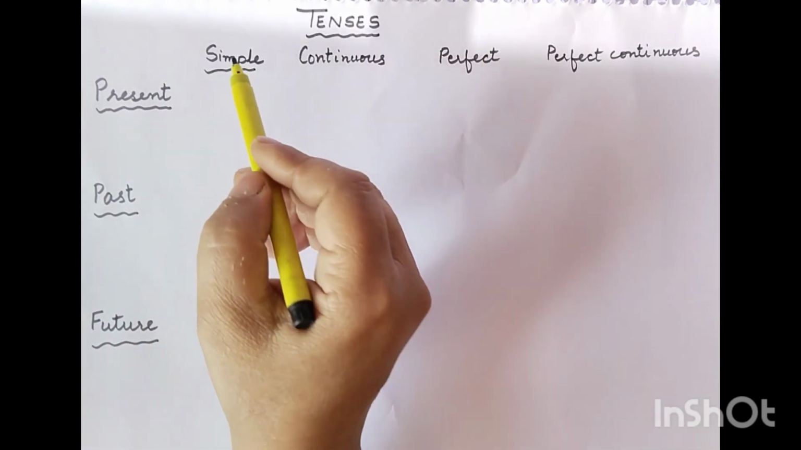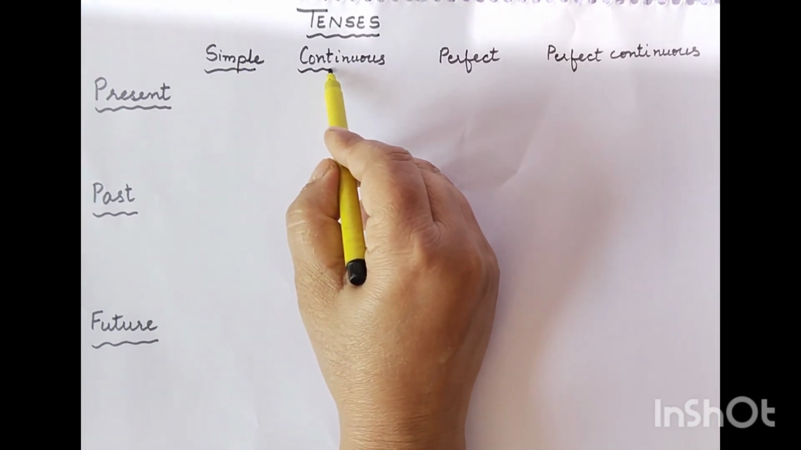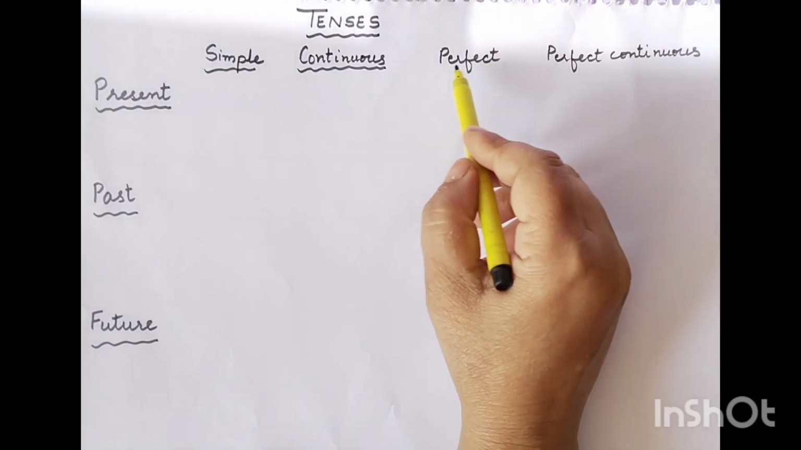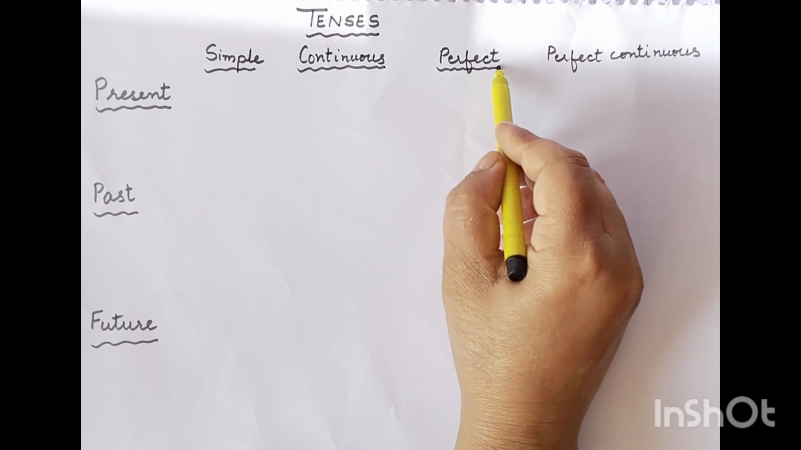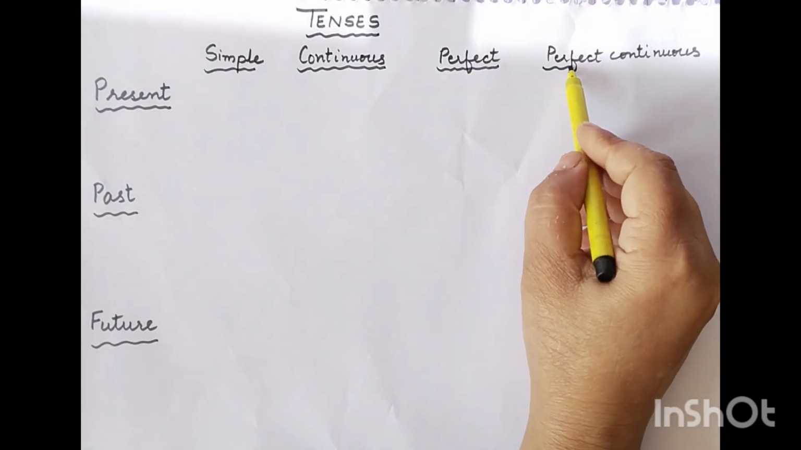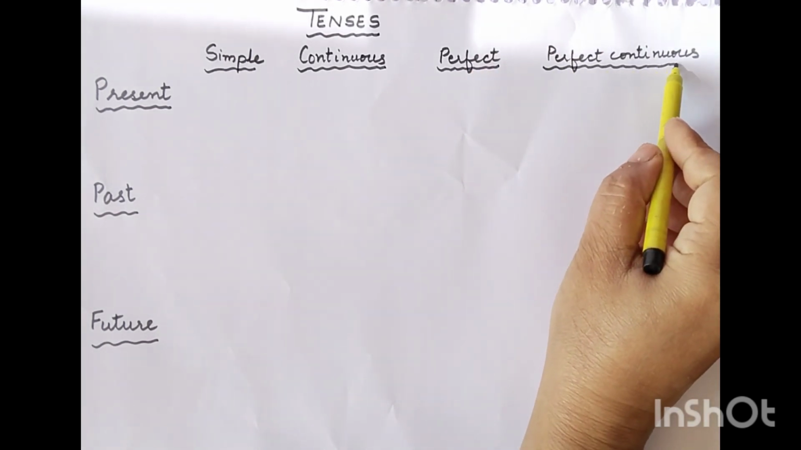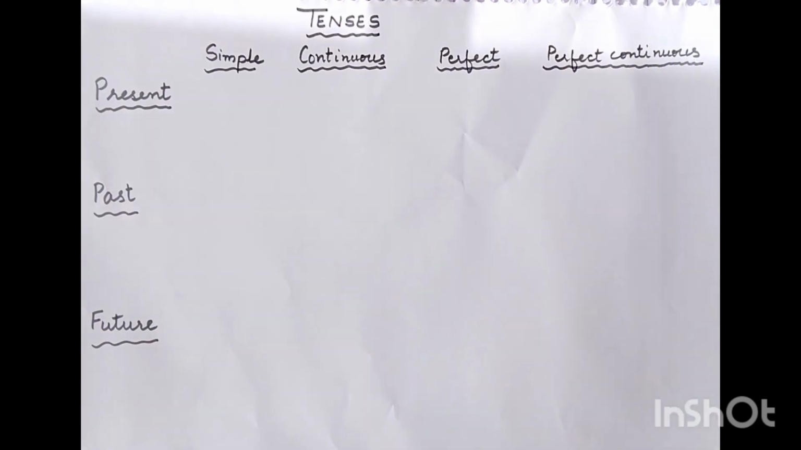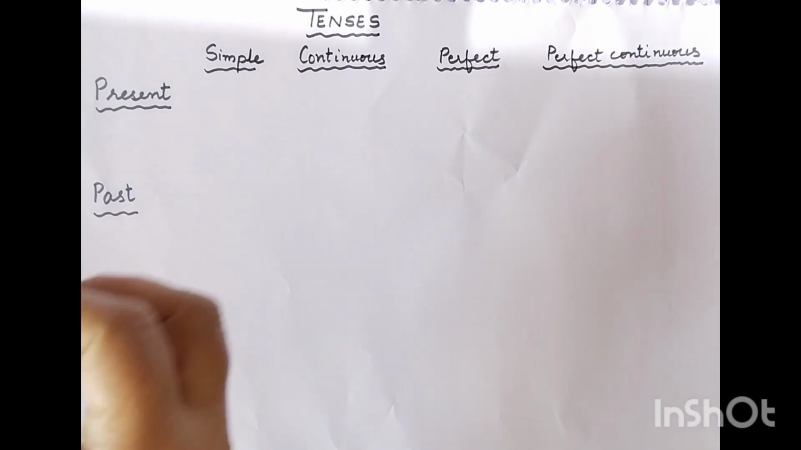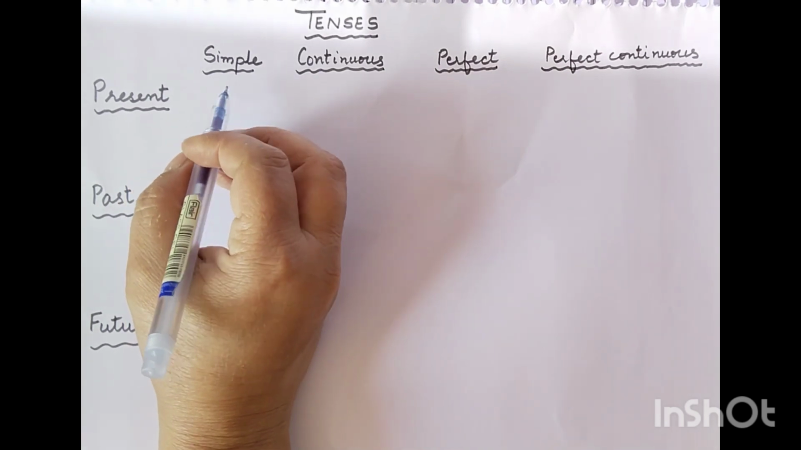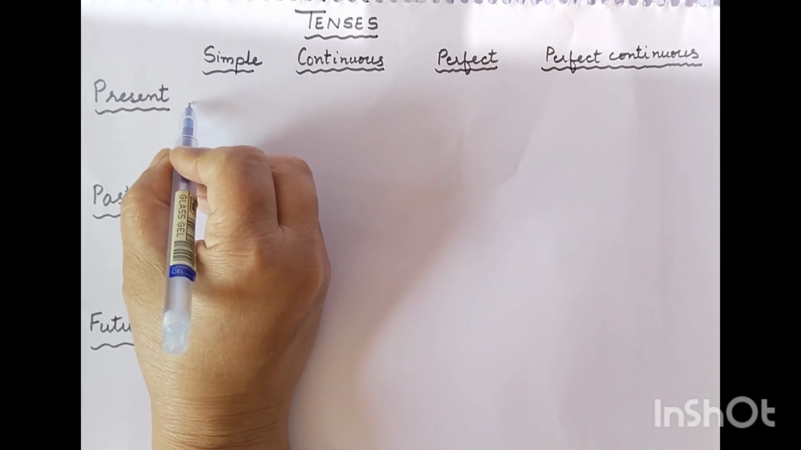First of all, the first column is of simple present, simple past, and simple future. Then present continuous, past continuous, future continuous. Similarly, present perfect, past perfect, and future perfect. And last, present perfect continuous, past perfect continuous, and future perfect continuous.